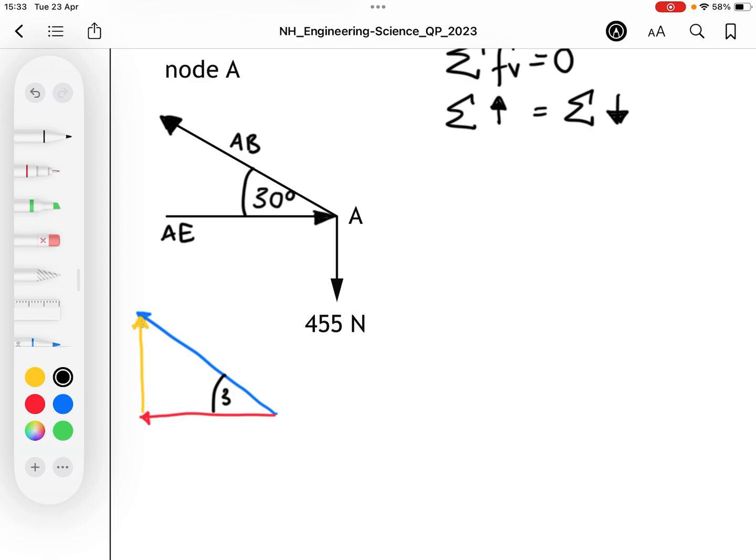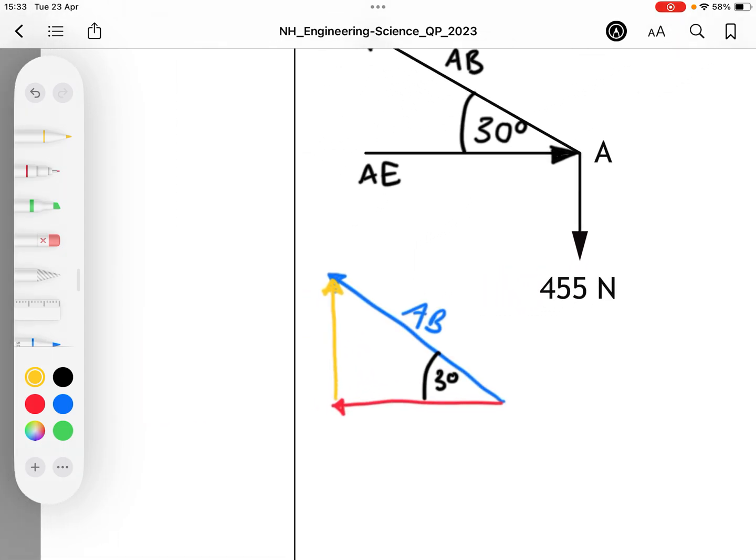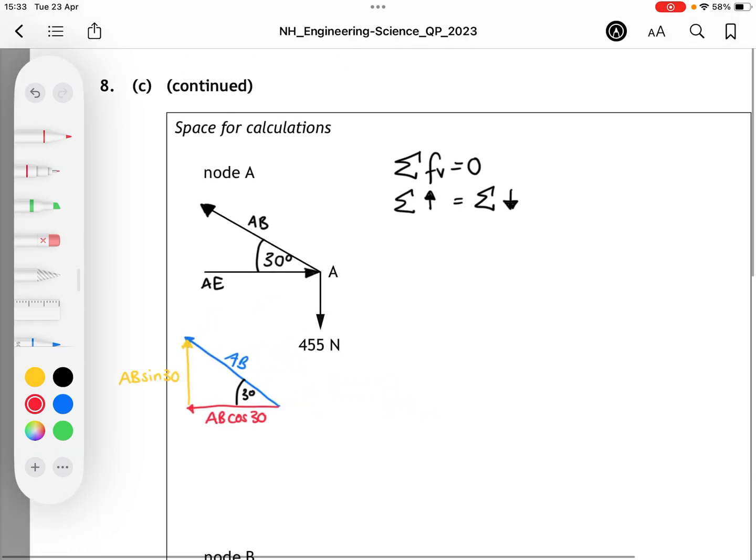So I've got a 30-degree angle here, and I know that AB is going to be here. So that tells me then that my yellow part, the vertical part of this force AB, has to be equal to AB sine 30, and the horizontal part, the red bit, has to be equal to AB cos 30. And now that should give me enough information to be able to work out what AB is. Let's carry on with the calculation and see where we get to.